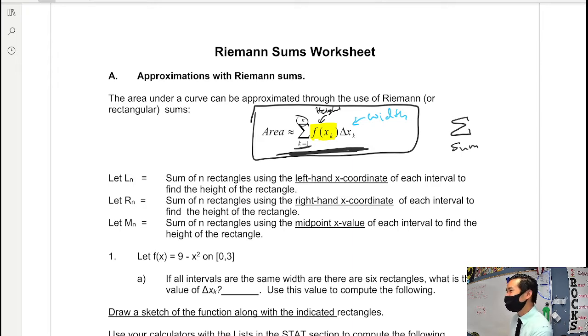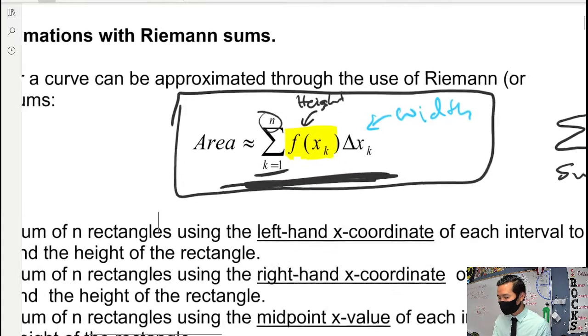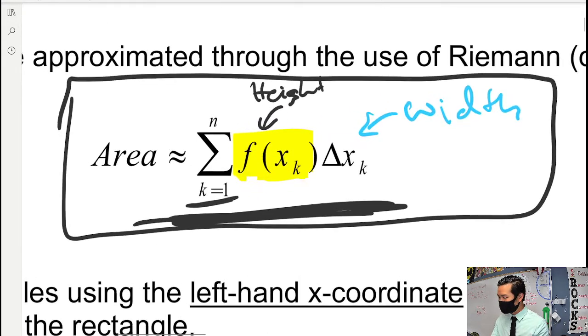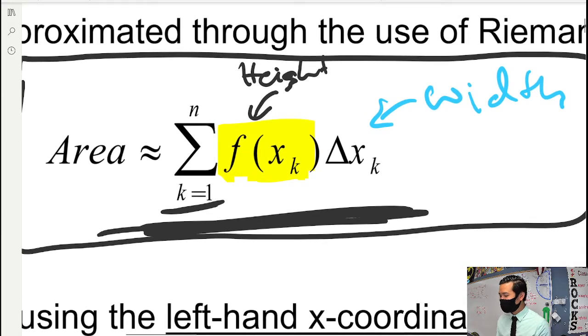So this is how you find the area of a rectangular approximation, like with RAM, LRAM and so on. Does that say k equals 1 at the bottom? Yeah, k equals 1 right here. And is that an a at the top? That's an n. Okay, yeah, that helps.